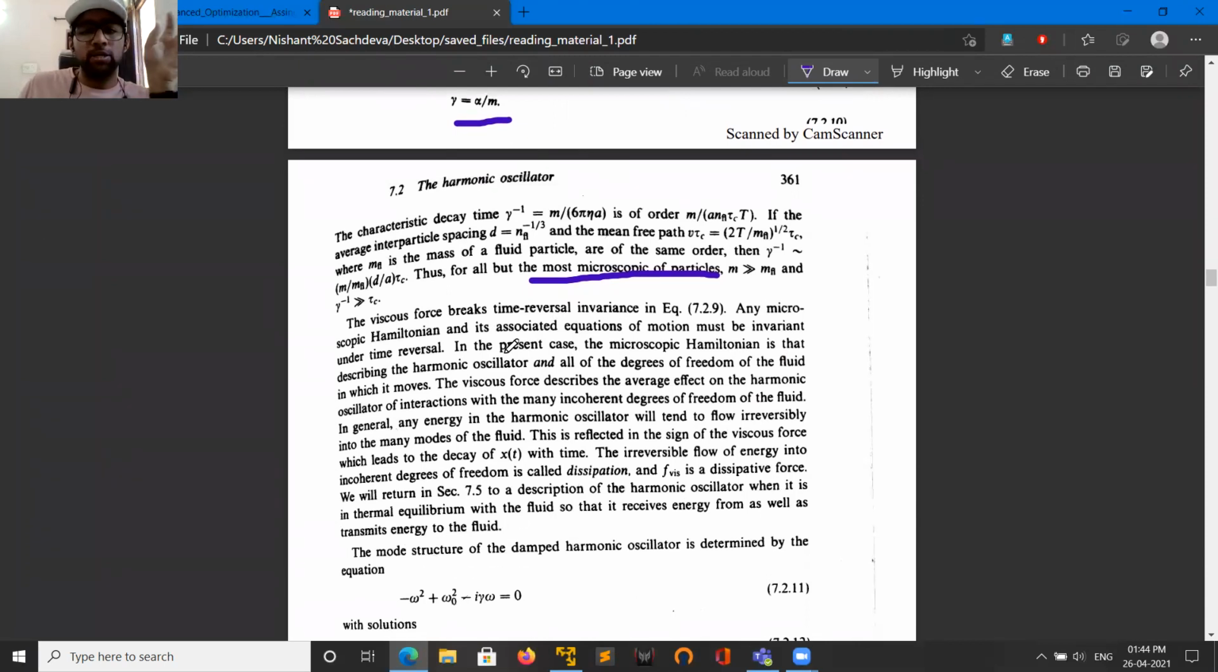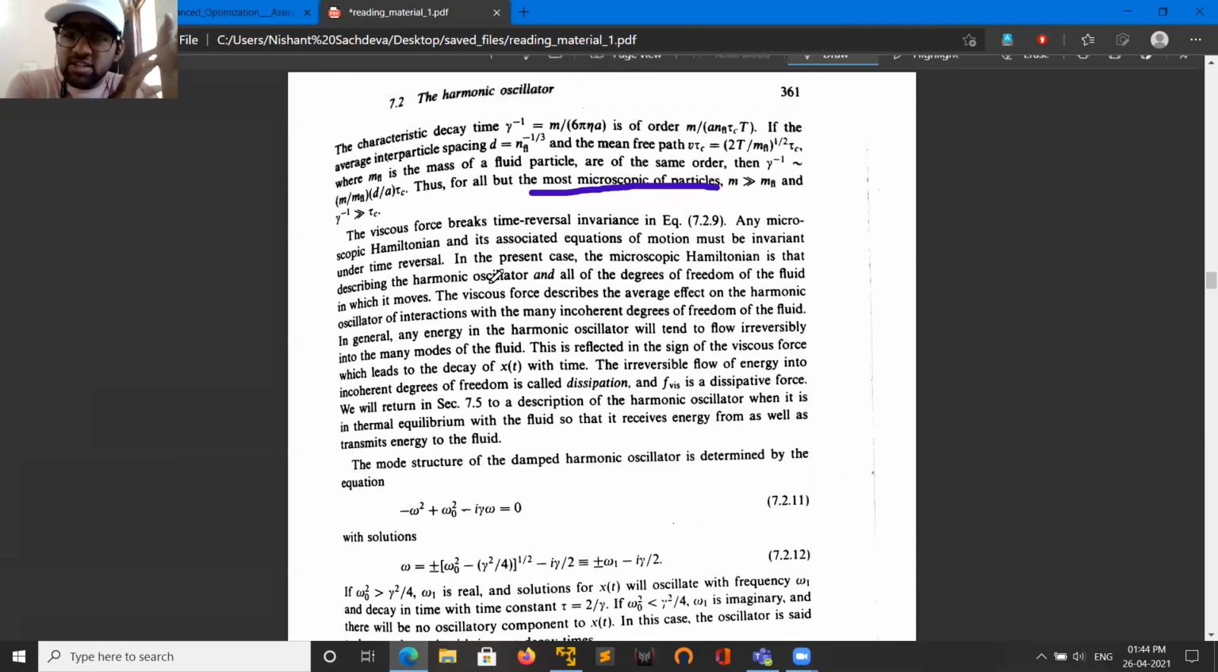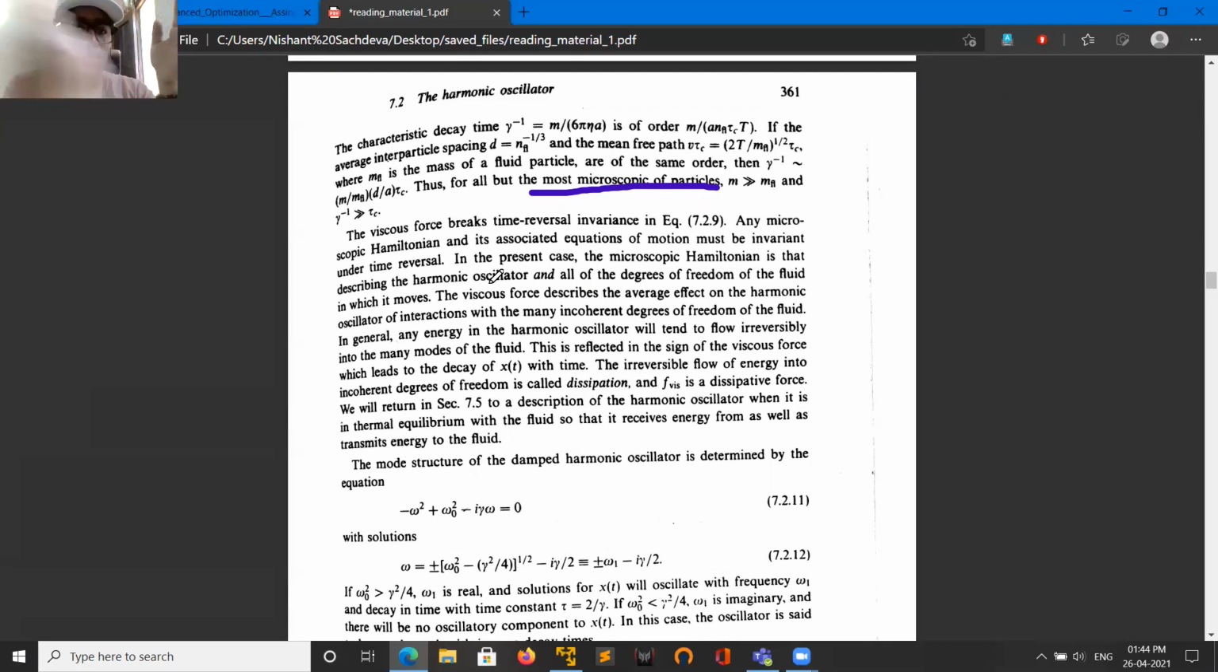Any microscopic Hamiltonian and its associated equations of motion must be invariant under time reversal. That's very important. So in the present case, the microscopic Hamiltonian is that describing the harmonic oscillator and all of the degrees of freedom of the fluid in which it moves. The viscous force here describes the average effect on the harmonic oscillator of the interactions with the many incoherent degrees of freedom in the fluid.